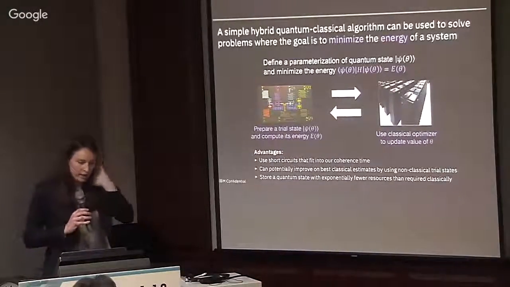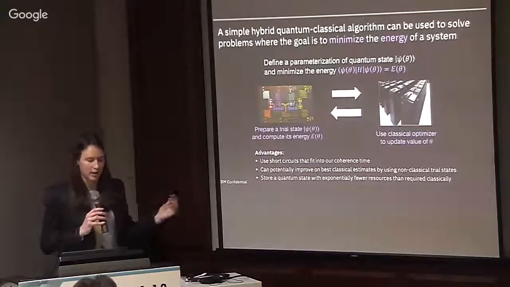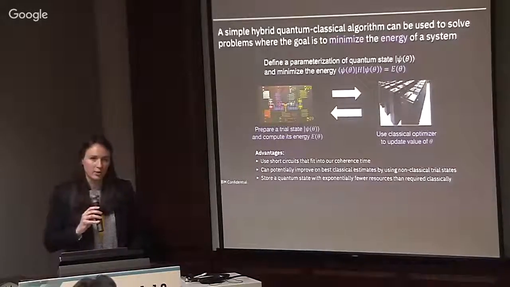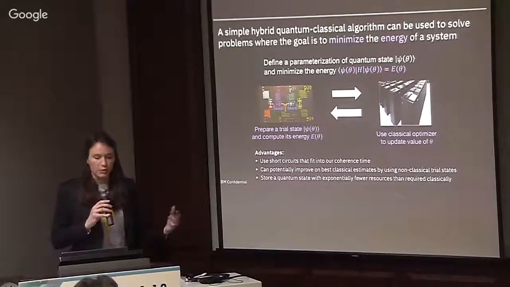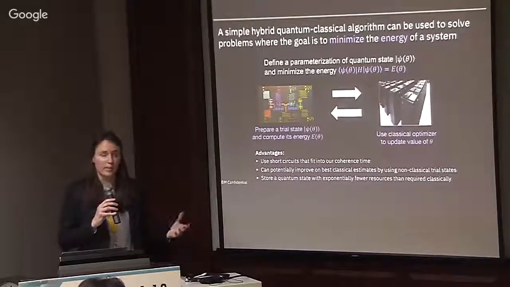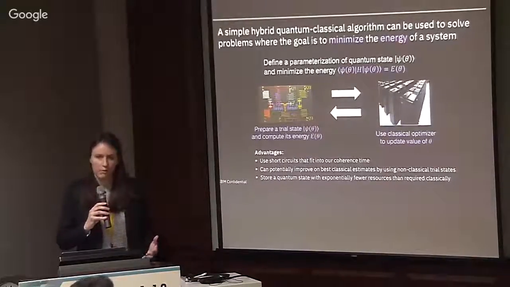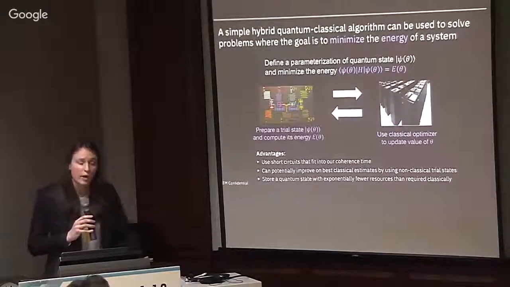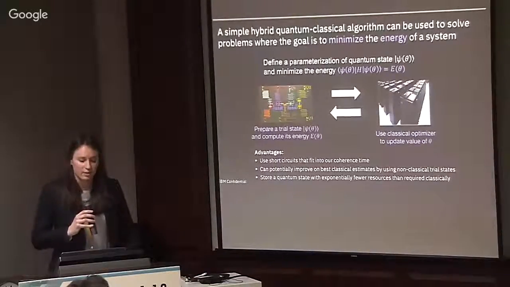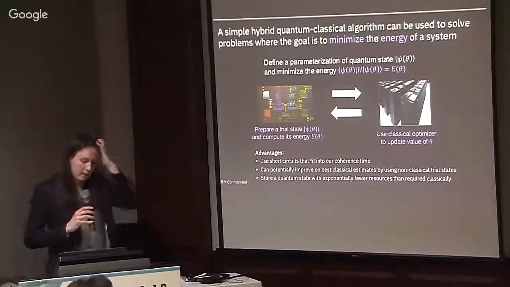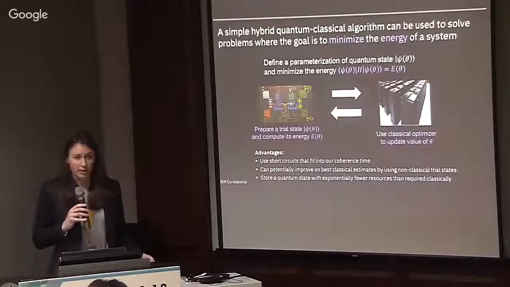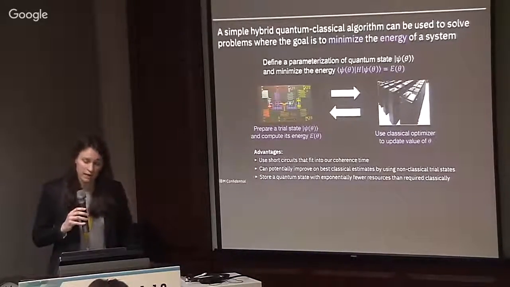So with the near-term devices that we have, this is kind of what I was describing for the classification problem. We have this hybrid quantum classical approach where we use a quantum computer and a classical computer in partnership in order to solve a particular problem. So in this case, we may want to know what is the minimum energy of a system, and the way that we can do that is you parameterize your quantum state, which is analogous to this variational circuit that I was describing in the last talk.